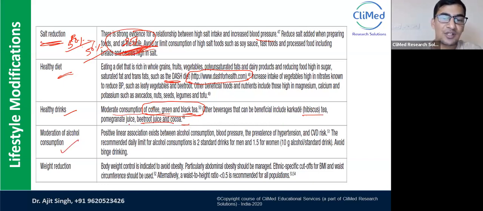Then moderation of alcohol consumption, definitely reduce your alcohol. If you are taking two standard drinks or five standard drinks, reduce it to one standard drink.